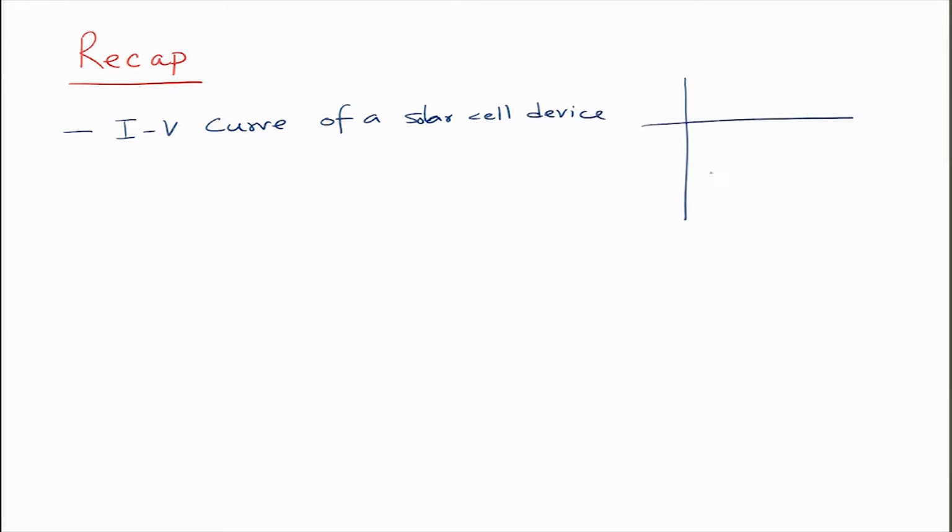What we saw in the last class was the IV curve of a solar cell device, which is typically a fourth quadrant curve. So, you get an IV curve like this. The important parameters are ISC, which is short circuit current, VOC, which is the open circuit voltage at which the current is equal to 0, and ISC is the current at which voltage is equal to 0.